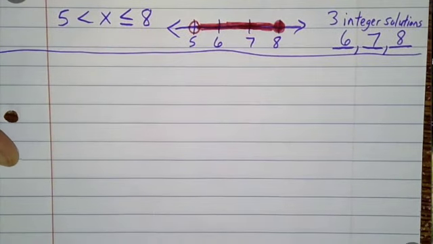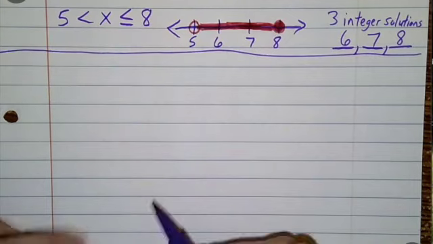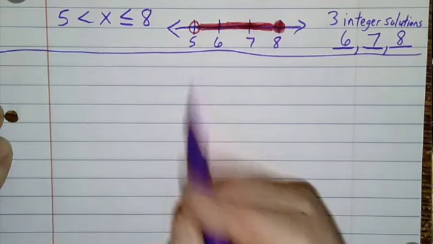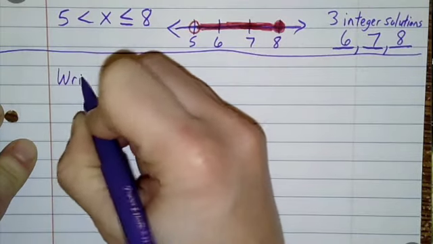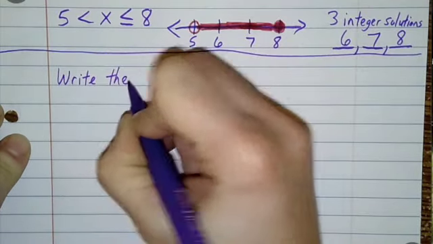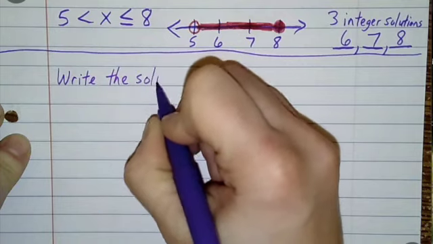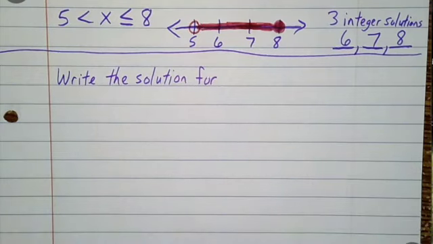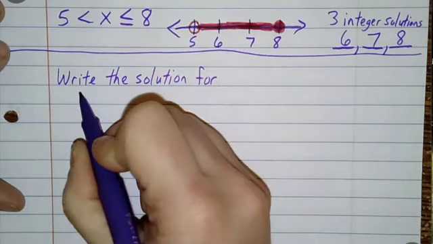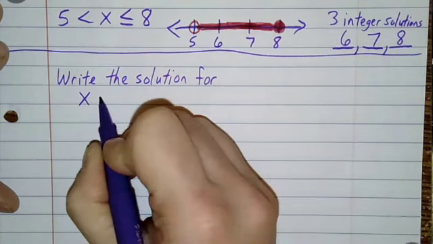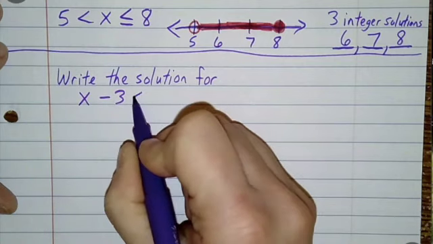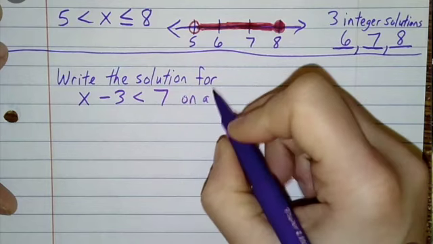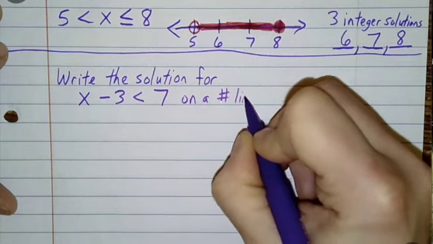Move this up a little bit. Okay, so the next one says, that was always giving you the inequality and having you graph it. Now they want you to write the solution for, and then they're going to give you this inequality. It says x minus 3 is less than 7. They want you to, on a number line, that's what they're wanting you to do.